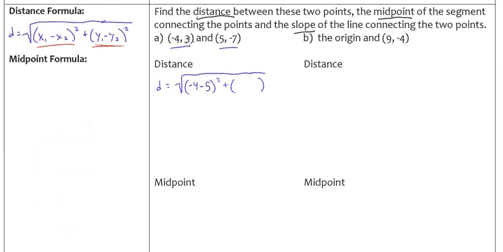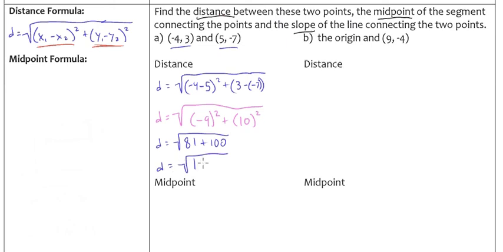And then of our y values, so 3 minus -7, that results in distance is equal to the square root of -9 squared plus, well, 3 minus -7, that's 3 plus 7, 10 squared. All right, that is d is equal to the square root of 81 plus 100, and d is equal to the square root of 181.